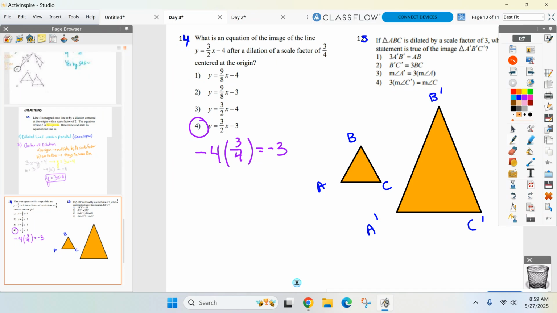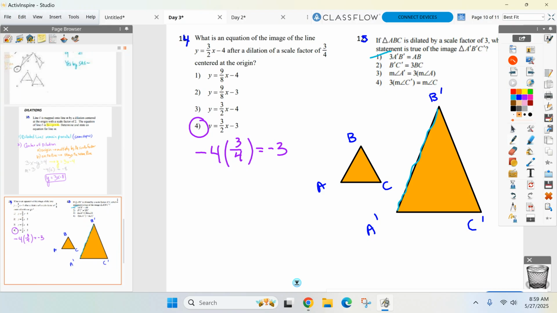All right, which one's true now? Which statement is true? Read everything carefully. If I multiply A prime, B prime, everyone see that side right now, right here, A prime, B prime, if I multiply that side by 3, am I going to get the side length of AB? No, I'm going to get something much bigger. Let's be honest here, right? I multiply that by 3. So that's out.